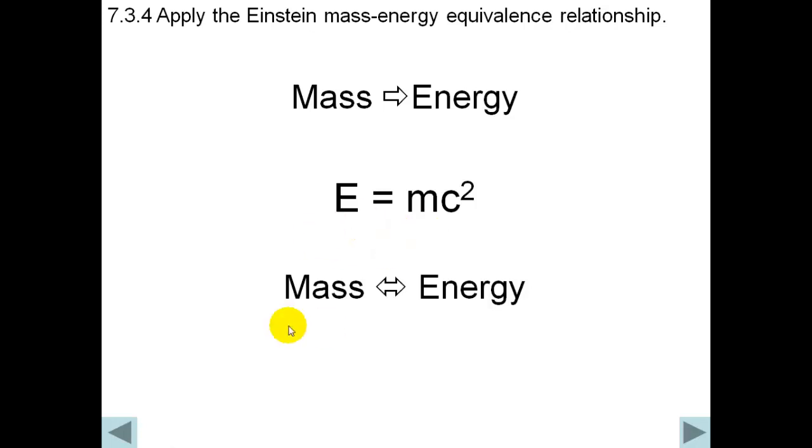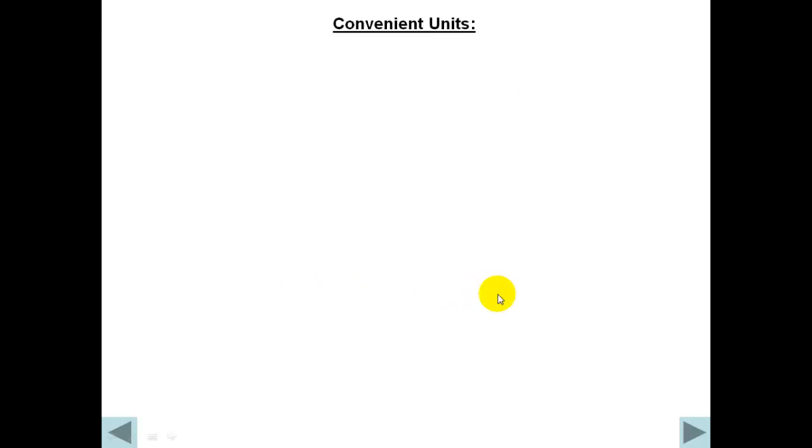Mass can be turned into energy. Energy can be turned into mass. They are equivalent. This was a remarkable discovery at the beginning of the last century. Anyway, we're going to get on to convenient units. I showed you before some horrible units, but I'll just do an introduction to this now.